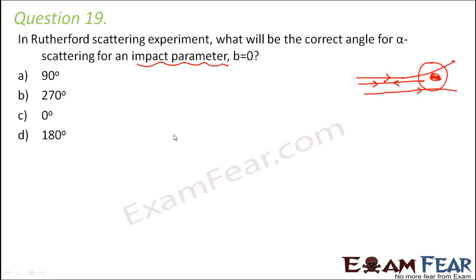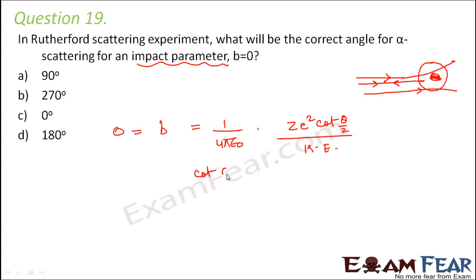So when we talk about impact parameter, which is denoted by b, it is given by 1 by 4 pi epsilon naught into z e square cot theta by 2, divided by kinetic energy, right? Now, as per the question, b should be equal to 0, so this entire thing should be equal to 0. So for this entire thing to be equal to 0, cot theta by 2 should be equal to 0. Now we know that cot 90 degree is equal to 0. Therefore, theta by 2 is equal to 90 degree, or theta is equal to 180 degree. So D is the right option.